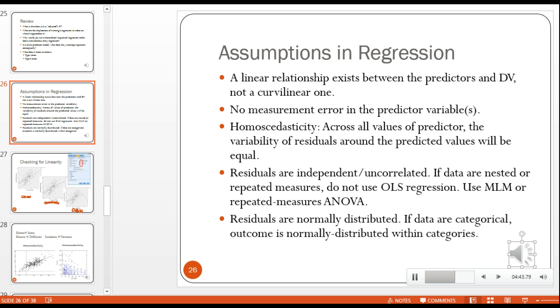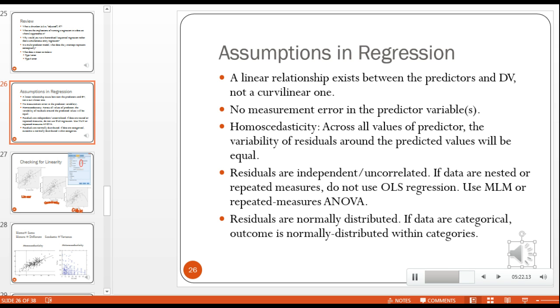The third one is homoscedasticity, and we'll talk more about this in a few minutes, but conceptually, this just means that across all values of our predictor, the variability of residuals around those predicted values will be equal. The dispersion of residuals around the line will be equal at all levels of the predictor. Residuals will be independent and uncorrelated. Thankfully, this one is easy to test for and easy to resolve as well, due to newer data techniques like multi-level modeling. So very thankful for that.